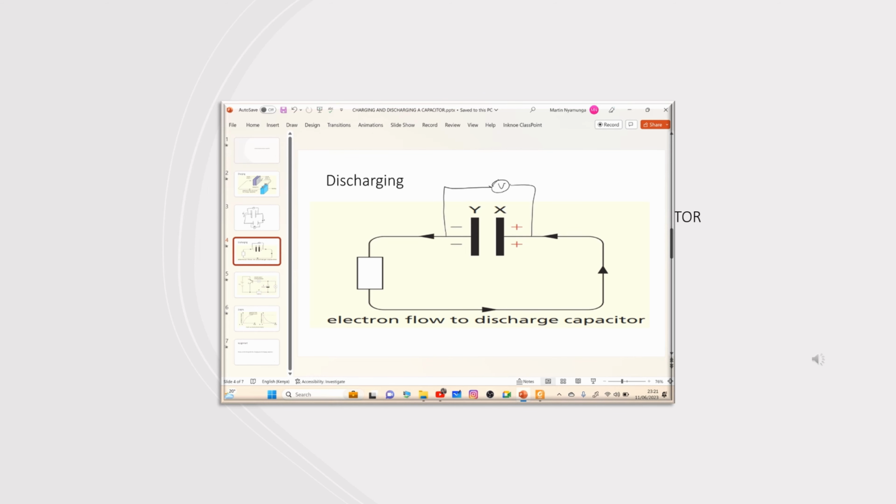Now, discharging of a capacitor is normally done across a load. The load could be a bulb or a resistor. So current flows in a complete circuit from X to Y, or electrons flow from Y to X. As electrons flow from Y to X, the plates get neutralized because of opposite charges combining. In the process, the capacitor loses charge, and a graph to that effect of voltage against time would show a discharging process.